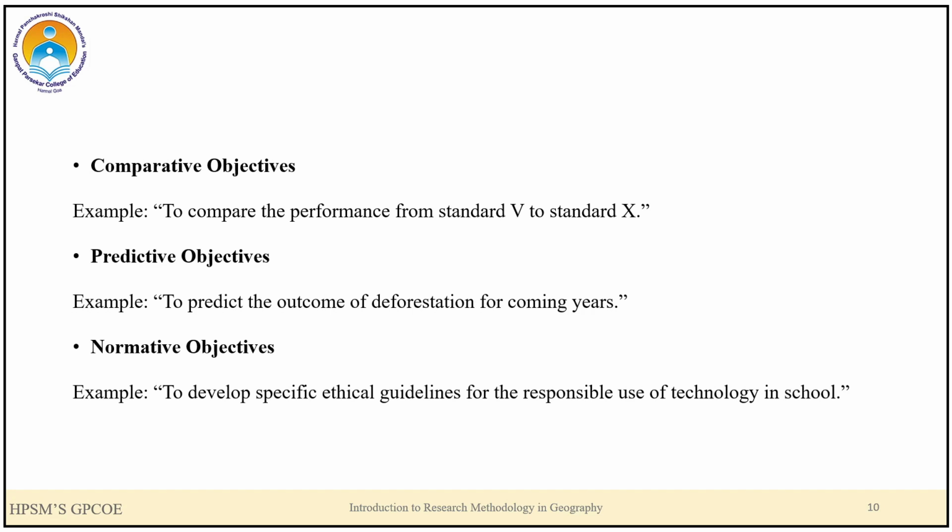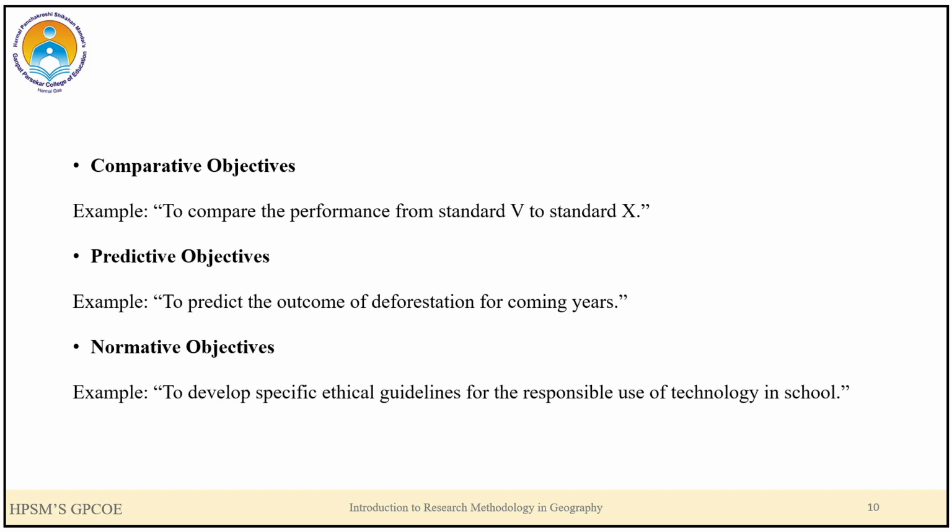Next is comparative objectives. These objectives involve comparing two or more variables, groups or situations to identify similarities, differences, patterns or trends. For example, to compare the performance of standard 5th to standard 10th. Next is predictive objectives.